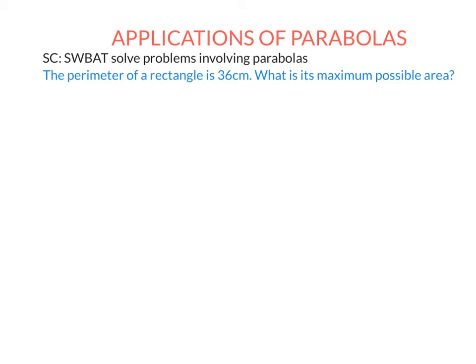By the end of it, you should be able to solve problems involving parabolas. So let's do this problem in blue. The perimeter of a rectangle is 36 centimeters. What is its maximum possible area?